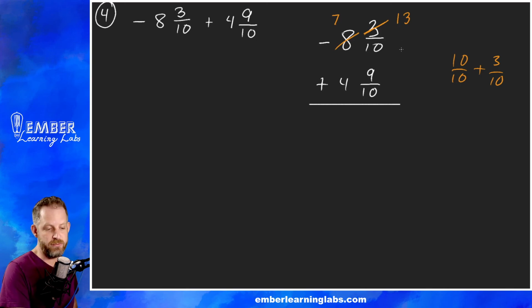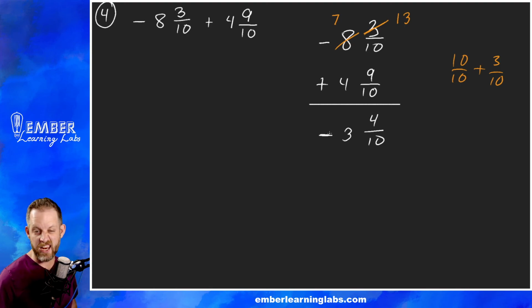So now we just subtract like normal. 13 minus 9 equals 4. So we've got 4/10 over here. And then 7 minus 4 is 3. Now see, we've got that negative up top. That helps us remember that our answer is negative. So our answer is negative 3 4/10.